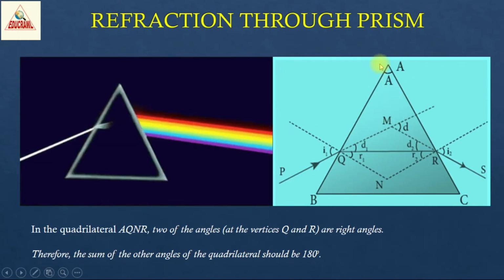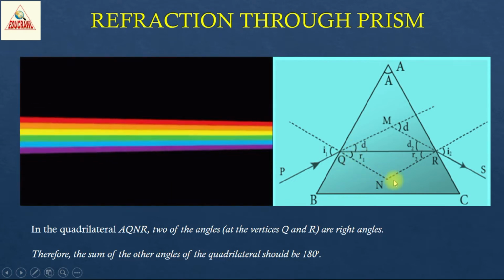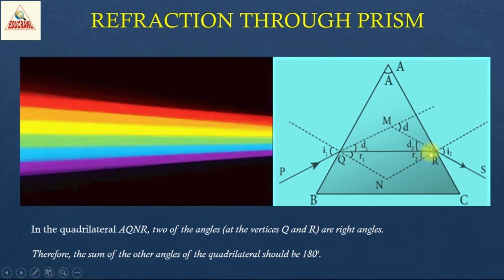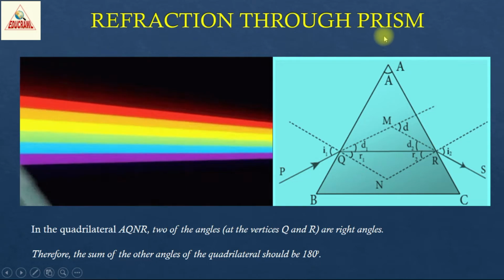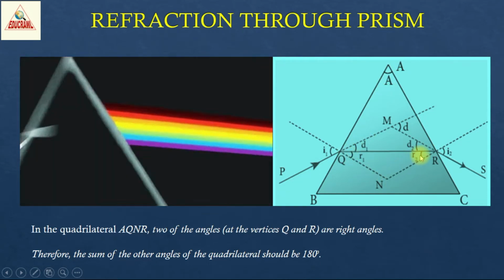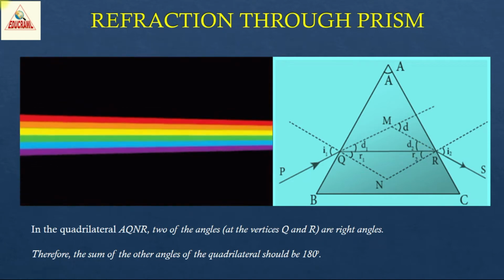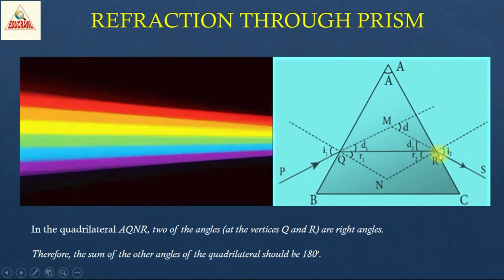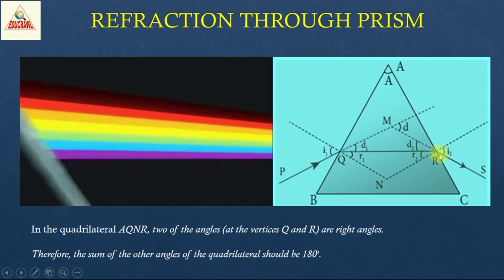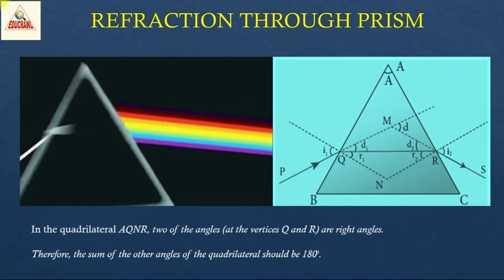Next, see the quadrilateral AQNR. Follow my pointer, you can see the quadrilateral AQNR. In this quadrilateral, the two angles, that is the vertices Q and R, are right angles because it is the angle formed in the normal.